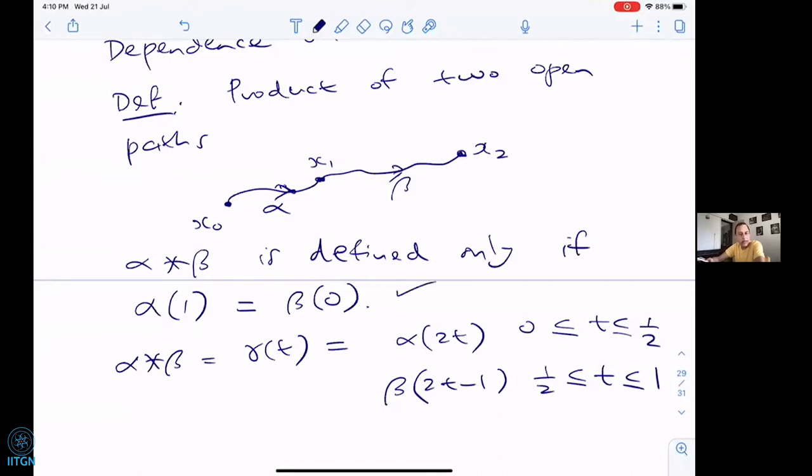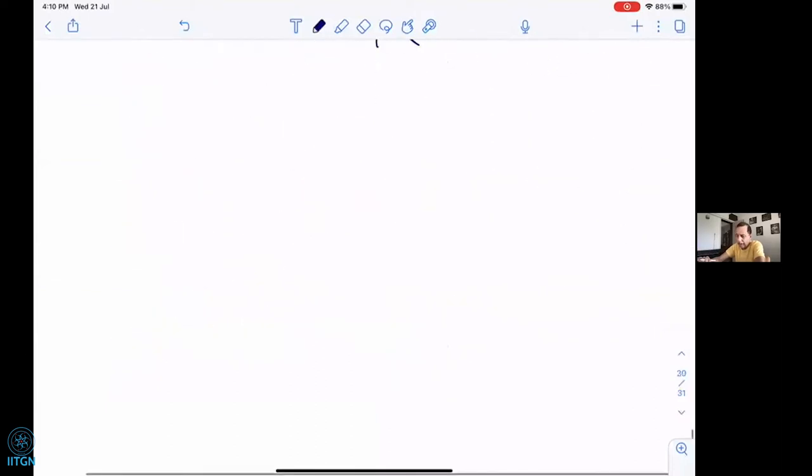And gamma of t is again a continuous map. So the product of two open paths is also defined. I could have done this before defining the product of closed loops, but I didn't need it so far. Now I need it.